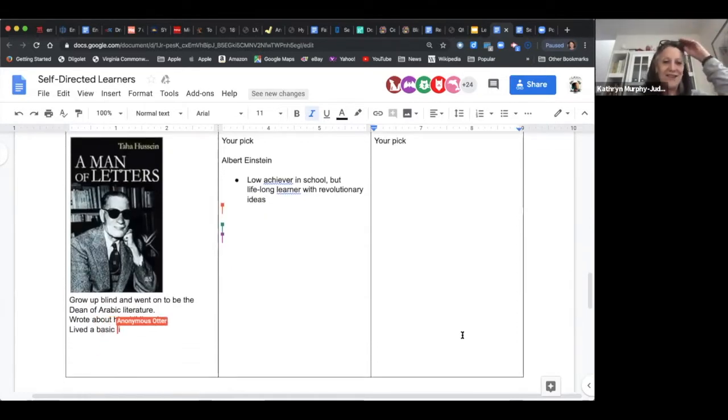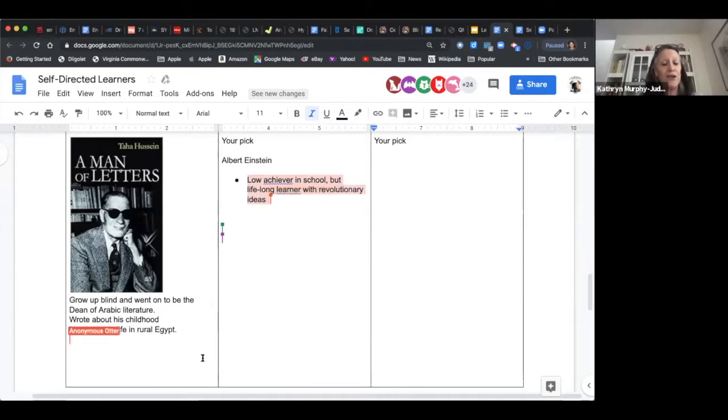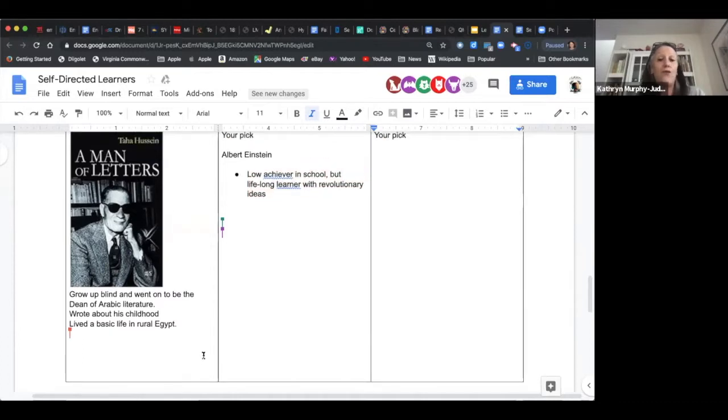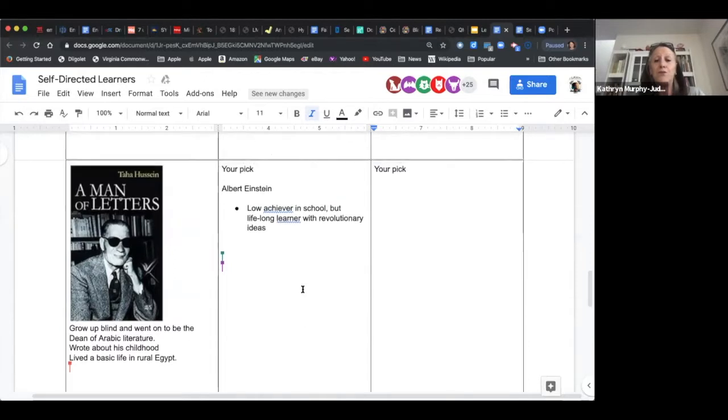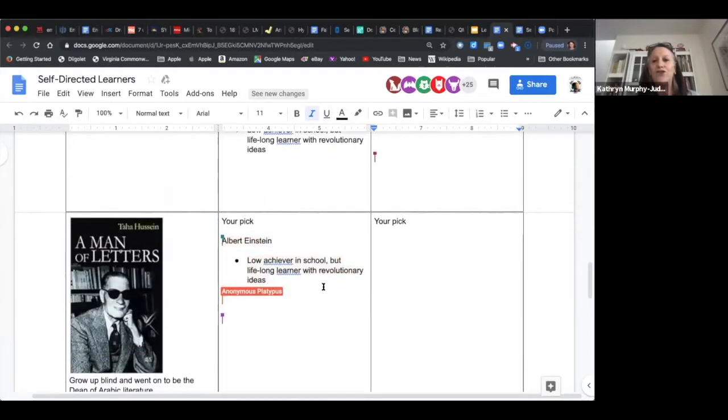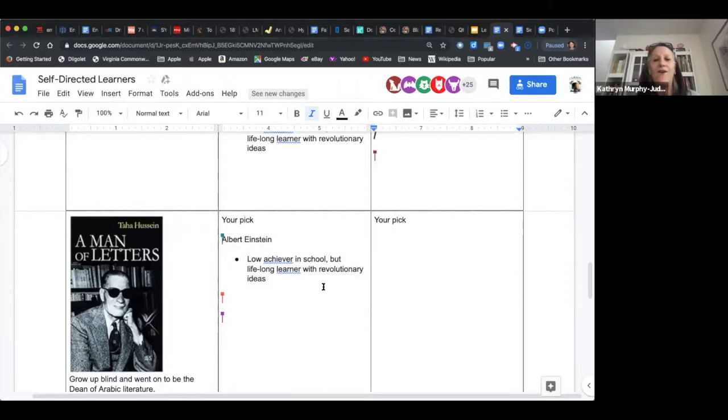I love this. Taha Hussein grew up blind and has gone on to become the dean of Arabic literature. He has written about his childhood, things that he knows, grew up apparently in rural Egypt, but has managed to overcome quite a few things. Some more about Albert Einstein: maybe school was not self-directed enough for him, but he was definitely a lifelong learner with revolutionary ideas.